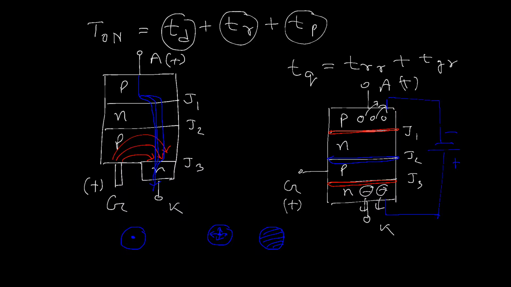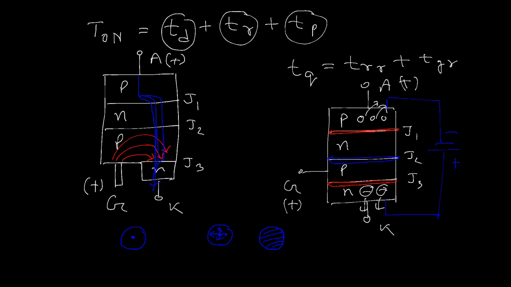For this phenomenon, the time required is defined by TGR, or gate recovery time, as the P layer is connected to the gate. That is why junction J2 has reformed, and the interval of reformation of this junction J2 is well defined by the gate recovery time, TGR. So this is all about the time duration during turn off, which is defined by TQ, or turn off time. This is the whole description I have discussed for turn on time and turn off time.